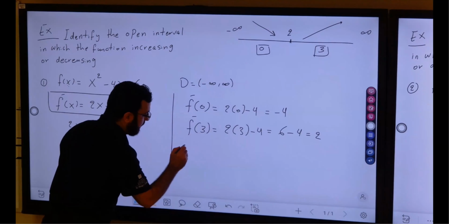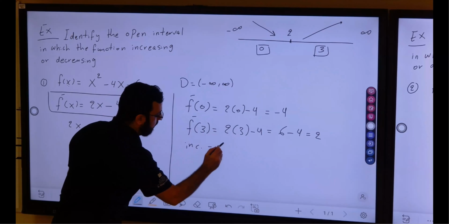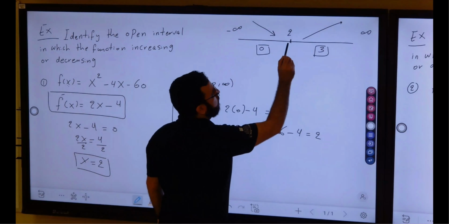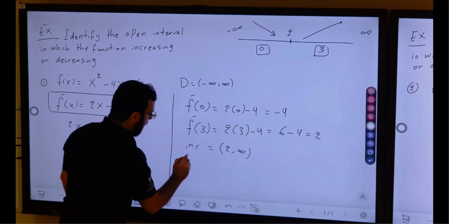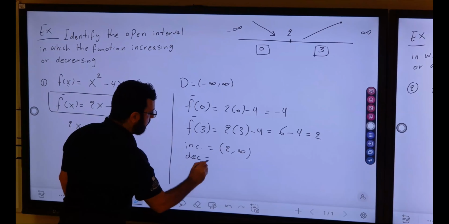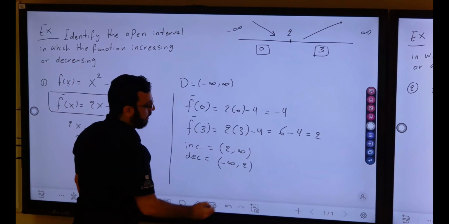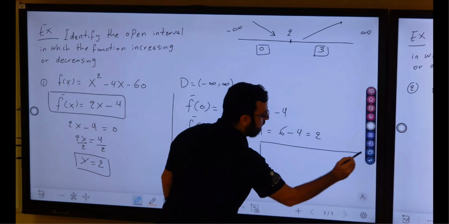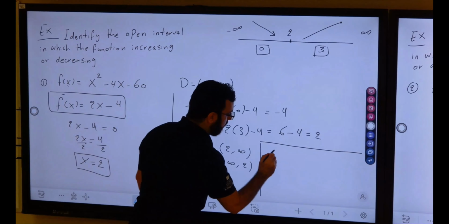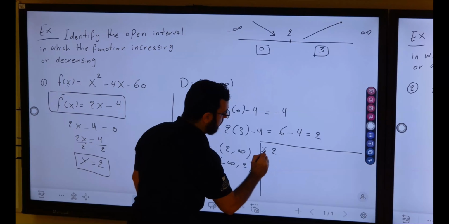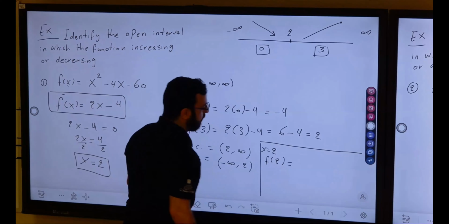So in this case, the interval when the function is increasing is going to be what? Increasing from 2 to infinity, and decreasing is going to be from negative infinity to 2. If we need to find the relative minimum, we're just going to plug in 2, x equals 2.